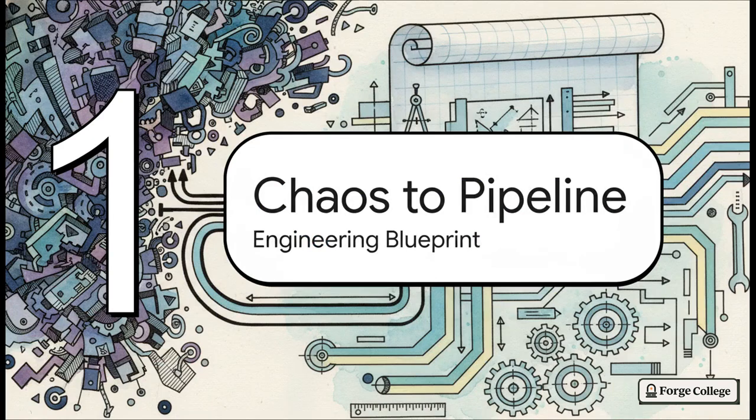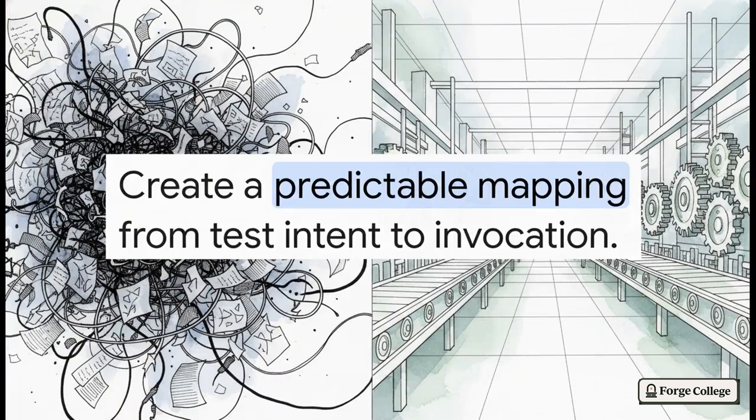Section 1. From chaos to pipeline. The engineering blueprint. So right now, your testing process probably feels, well, kind of like an ad hoc scramble. What we desperately need is a predictable mapping from our test intent, meaning what we actually want to verify, to how we invoke those tests. We really need to stop treating software testing like this chaotic, cluttered desk where we're just poking at code randomly. Instead, think of it like a precise physical factory assembly line. Literally everything needs a dedicated place, a crystal clear purpose, and a very specific order of operations.